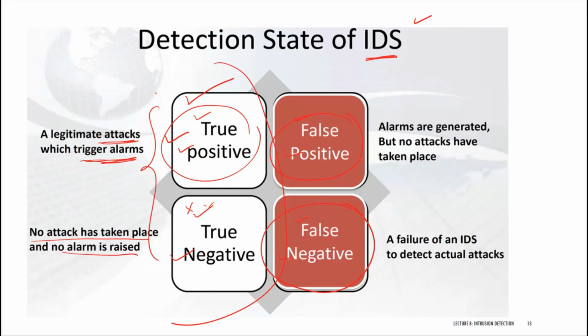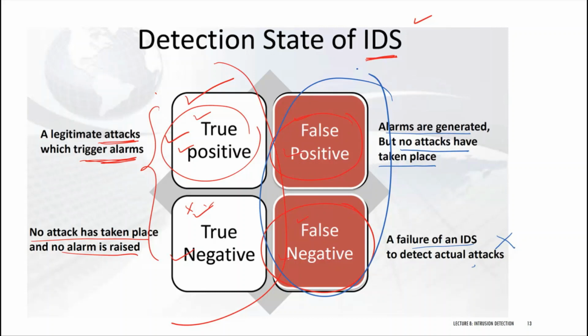So what does false positive mean? An alarm is generated, but no attack has taken place. There is no attack, but it is giving an alarm to you. This is the false positive. Then what does false negative mean? A failure of an IDS to detect the actual attack. It is not finding the attack itself. This is the false negative. So these are the 2 major issues as far as the IDS is concerned: false positive and false negative.